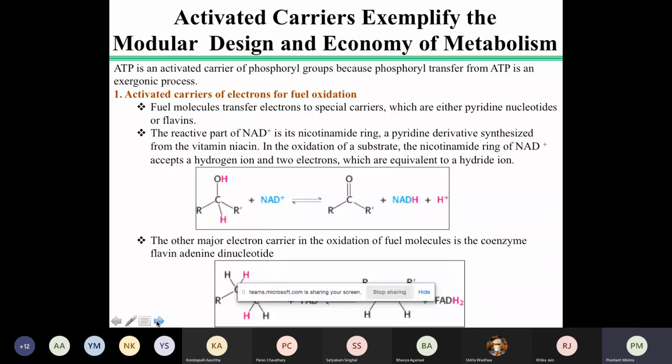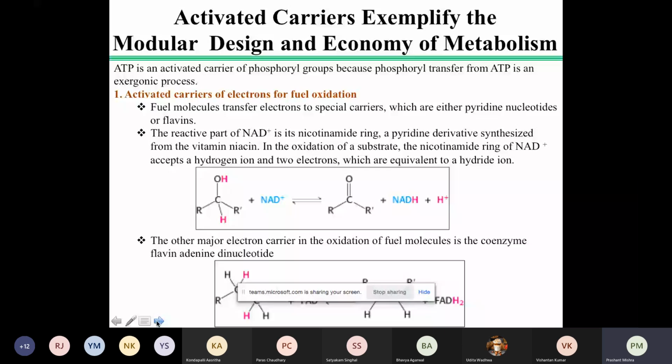Some of you might have played with Lego. Have you played with the Lego? Yes, sir. So those are the things where you have a common motif, and then you can make different types of shapes. So here what happens, you have the same theme molecule and it can fit in different reactions. So let's talk about some of them.